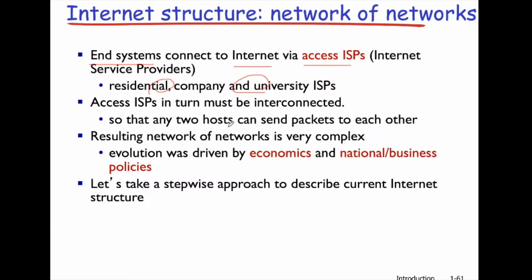Well, either way, any two hosts in these ISPs wanting to send packets to each other, their access ISPs will need to be interconnected. As a result, we see a network of access networks. Over time, they grow pretty large and complex. And much of this growth is driven by the economics, and some of it driven by governmental or business policies. In the next few slides, what you'll be seeing is essentially the evolution of the internet.